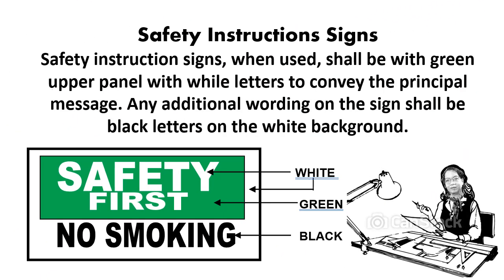Safety instruction signs. Safety instruction signs, when used, shall have a green upper panel with white letters to convey the principal message. Any additional wording on the sign shall be black letters on a white background.